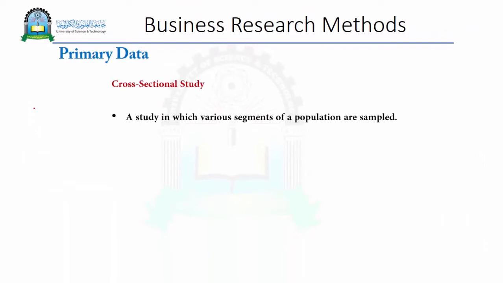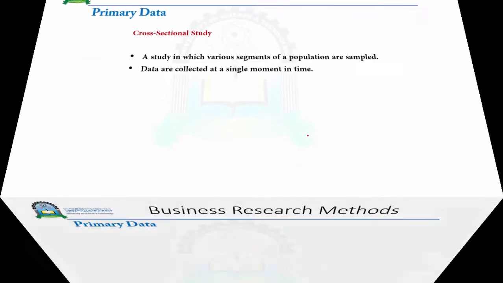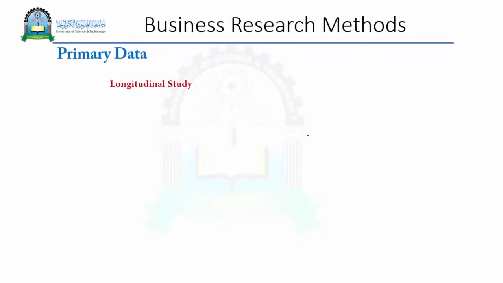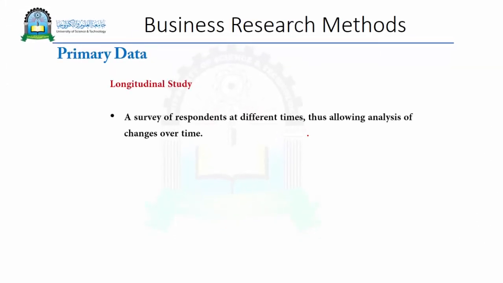So the cross-sectional study is a study in which various segments of the population are sampled. The most important issue here is that data are collected at a single moment in time. So we collect the data only once. When we talk about the longitudinal study, as I said, it's a survey of respondents at different times. So I collect the data at different times, thus allowing the analysis of changes over time.